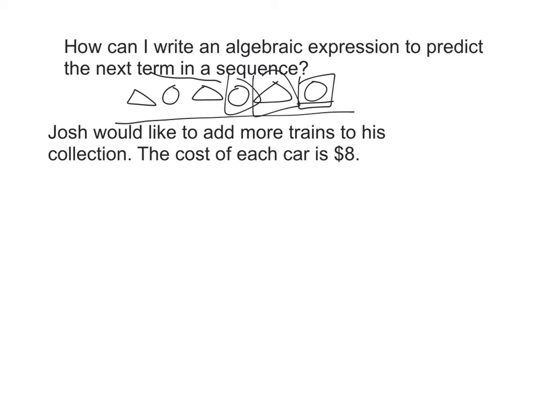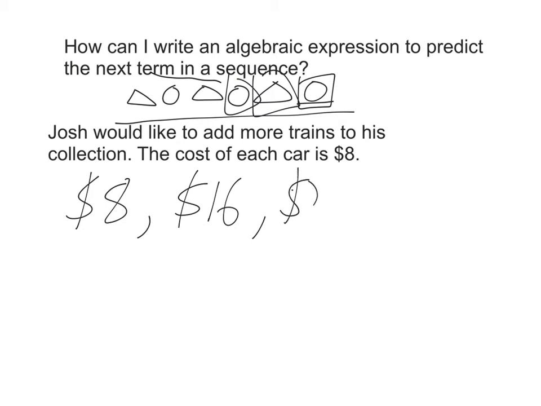Now we're going to look at this example here. Josh would like to add more trains to his collection. The cost of each car is $8. So let's see how much it would cost to buy one car, 2, 3, 4, and 5 cars. One car would be 8, and 2 cars would be 16, 8 times 2. The third car would put it up to 24. If you got a fourth car, you'd be at 32. And your fifth car would be $40.